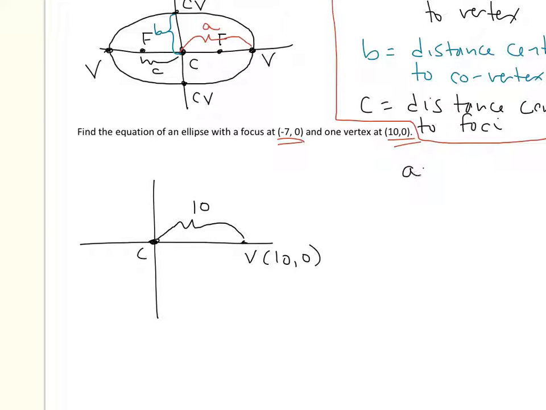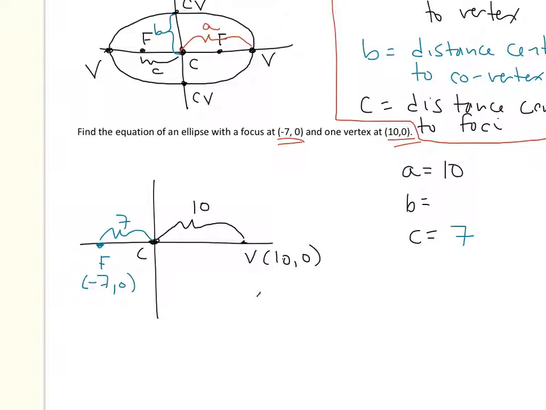Now if you remember from our values, A, B, and C, A was the distance from the center to the vertex, so in this case this is 10. Now B was the distance from the center to the co-vertex. I don't have any of the co-vertices, so I don't know that. We have one focus over here at (-7, 0). So this distance is 7 from the center to the focus. Now center to focus, that was C.